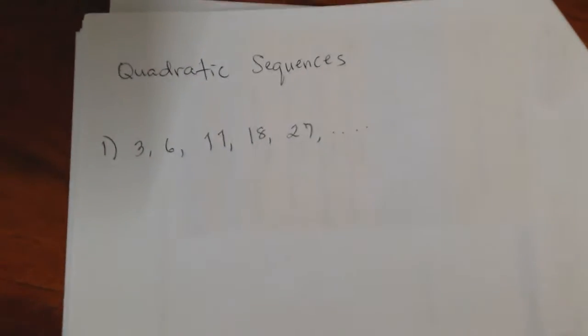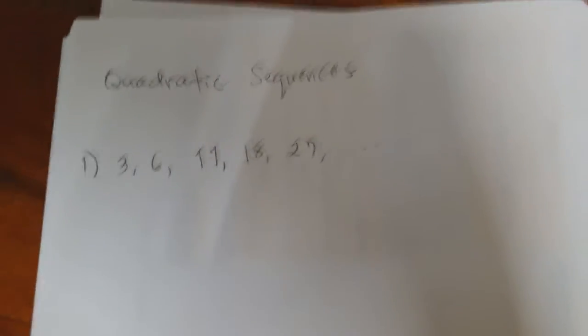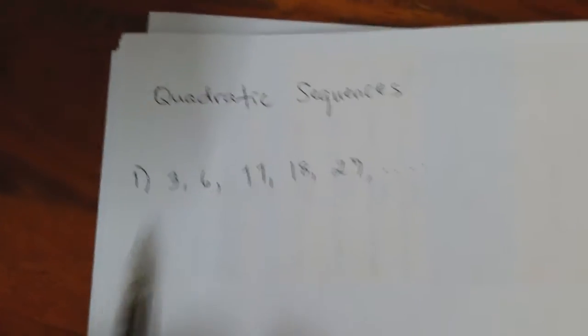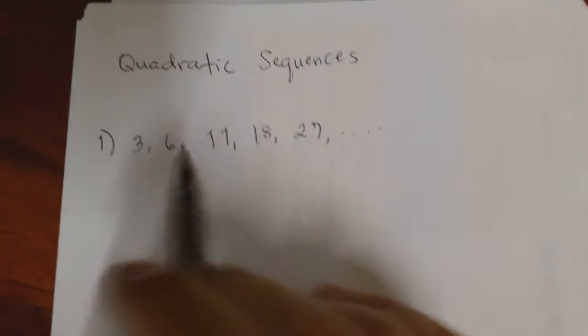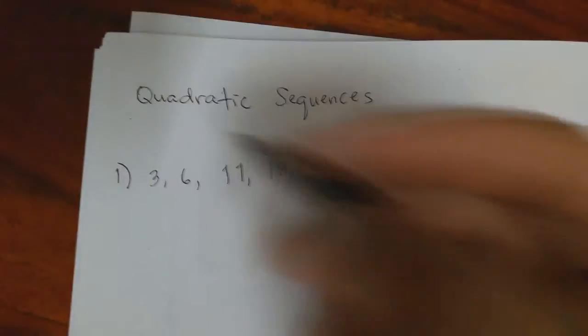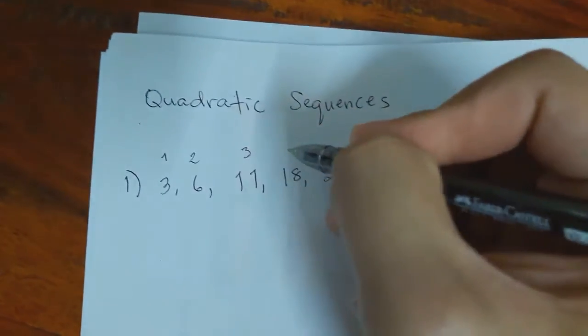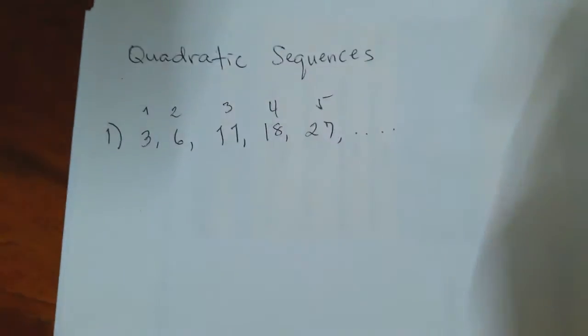And today I am going to discuss how to find the formula of the quadratic sequences, or find the rule of quadratic sequences. Okay, so we have 3, 6, 11, 18 and 27. So we have the first term, second term, third term, fourth and the fifth term.